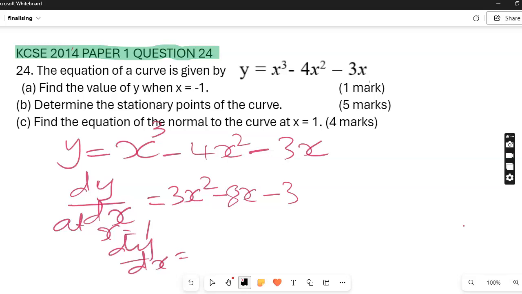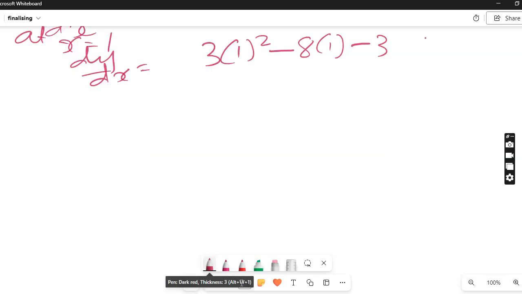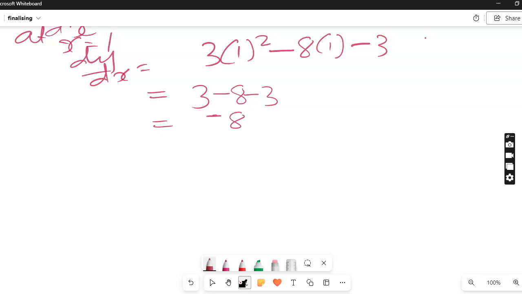That is, our gradient function will be 3 times 1 squared minus 8 times 1 minus 3. Then 3 times 1 squared is 3, minus 8, then minus 3. 3 minus 3 is 0, so you're going to be left with minus 8. So that's our gradient of the curve at x equals 1. And what we know is that this is the gradient of the tangent at that point. The tangent and the normal are perpendicular.